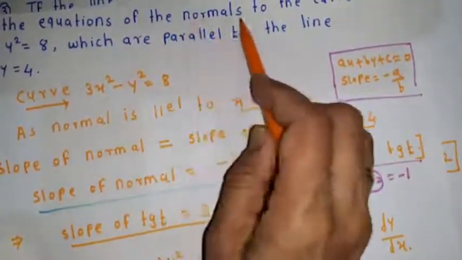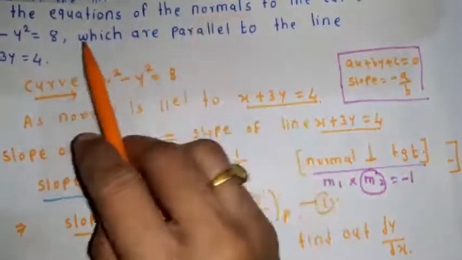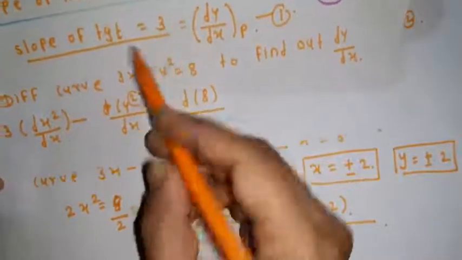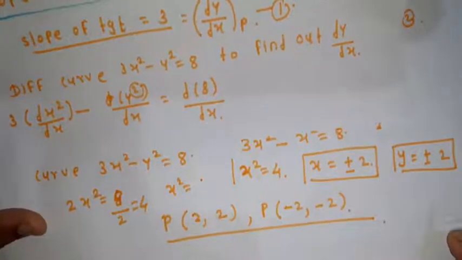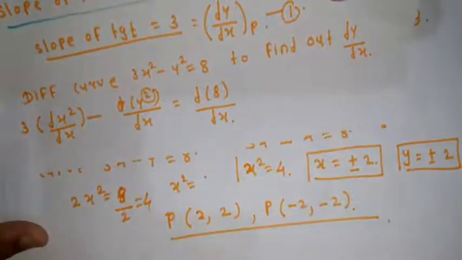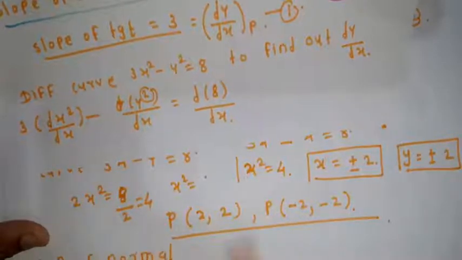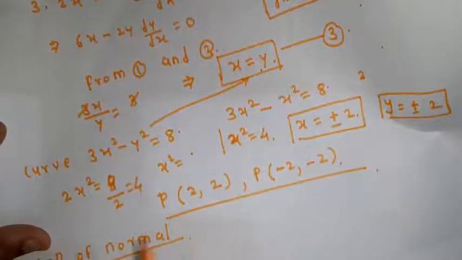Okay, now students, to find out the equation of normal, we have to find out the equation of normals. To find out the normal equation, we must know the slope and the points. So up to this we found out the slope here. Also now we have the points. By using slope point formula, we can find out the equation of normal. So equation of normal by using slope point form.